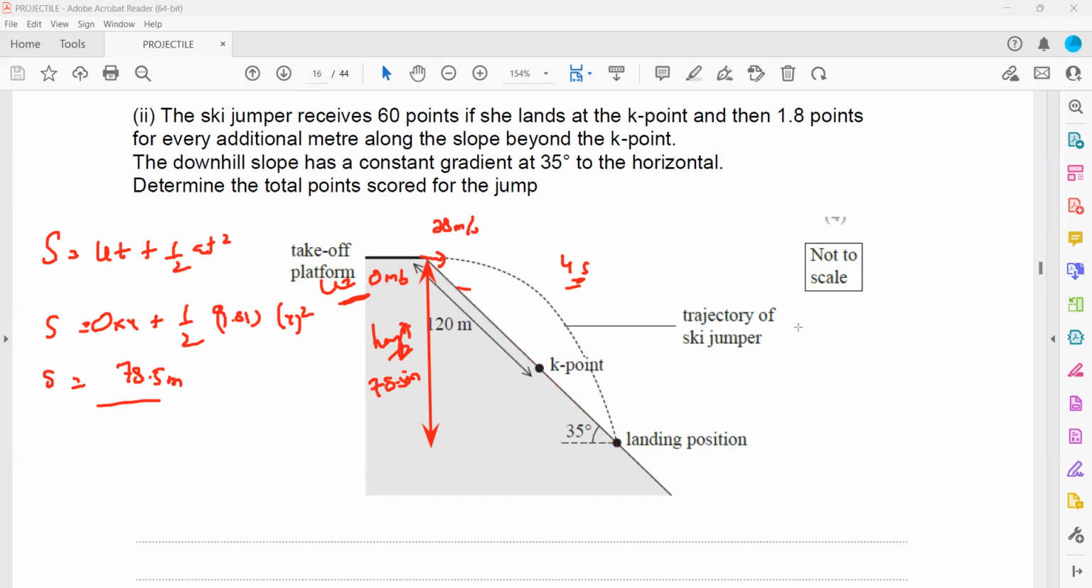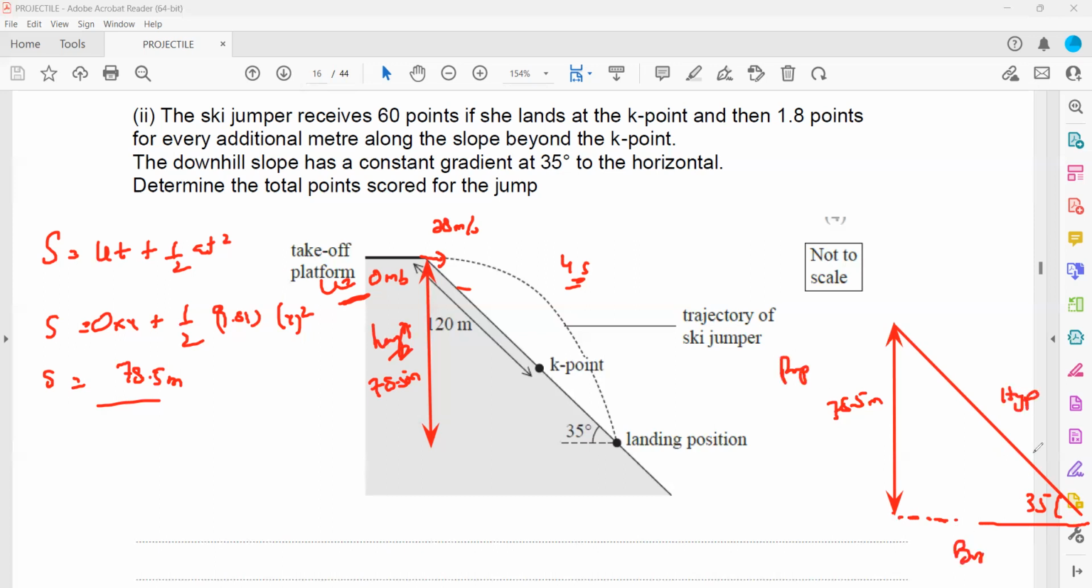If I have the height, which is 78.5 from the starting position, and I know the angle of the inclined surface, 35, given. So this angle is 35. I need this distance on the inclined surface, so we can use the trigonometric ratios. This one is the hypotenuse, this one is the perpendicular, and this is the base. I have the perpendicular and I need the hypotenuse.